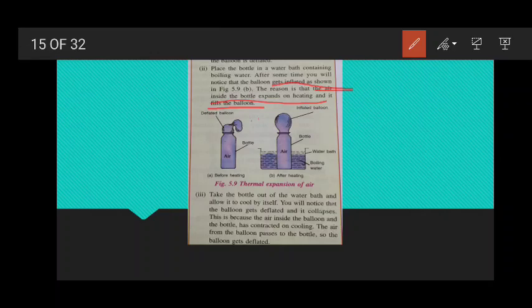Now take the bottle out of the water bath and allow it to cool by itself. What will you notice again? You will notice that the balloon gets deflated and collapses. What is the reason behind it? The air inside the balloon and the bottle has contracted on cooling, and the air from the balloon passes into the bottle, so the balloon gets deflated.